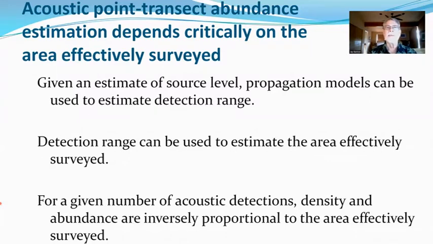Acoustic point transect abundance estimation depends critically on the area effectively surveyed. Given an estimate of source level, propagation models can be used to estimate detection range, and then a detection range can be used to estimate the area effectively surveyed. For a given number of acoustic detections, the density and abundance are inversely proportional to the area effectively surveyed.